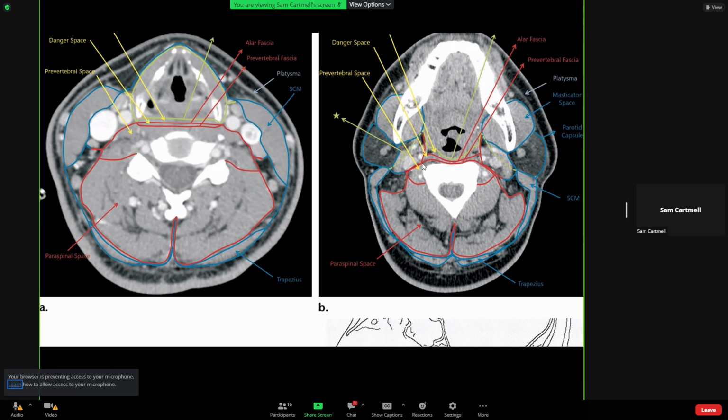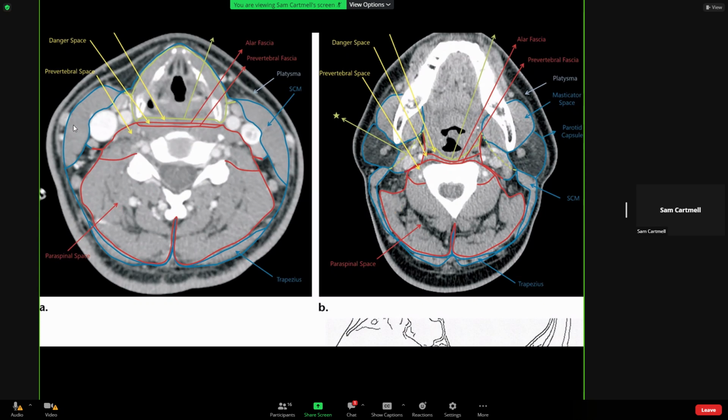But the deep layer and the middle layer form a compartment here. This is the retropharyngeal space. And then there's a potential space called the danger space just posterior to that, which we'll go into in a little more detail. That is pretty important for complications of neck infections.